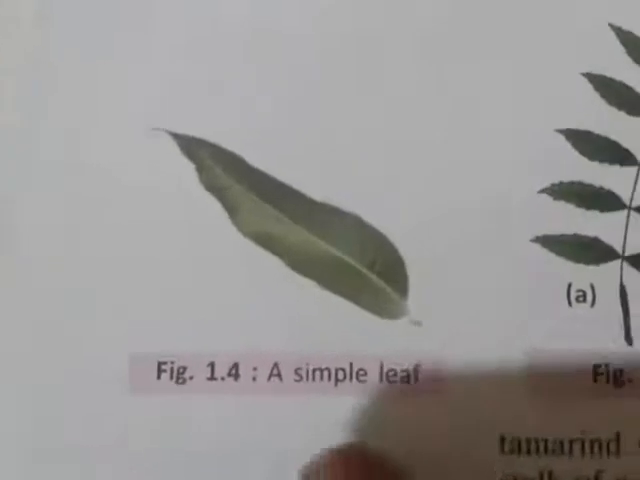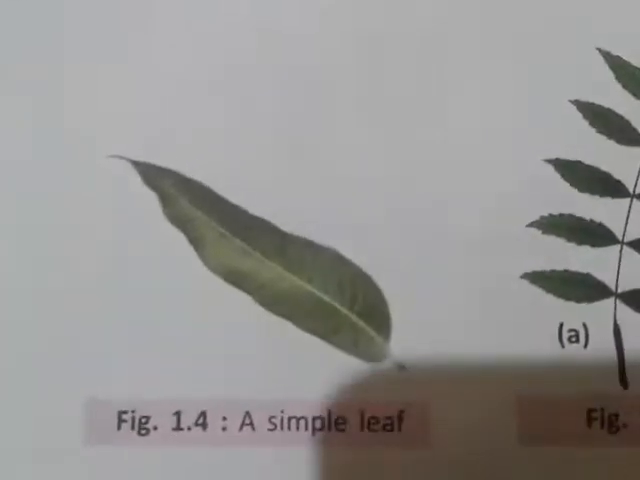Okay, so now we will learn the types of leaves, that is, what are the basic types of leaves. Students, leaves are broadly classified into two categories: one is the simple leaf and another is the compound leaf. We will understand the simple leaf and compound leaf by an example. So this is the figure of the simple leaf.